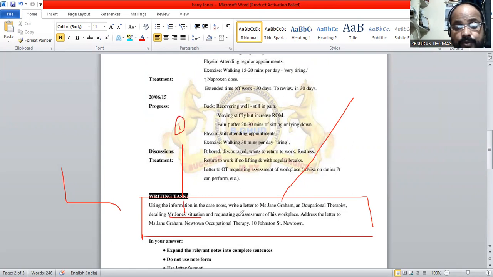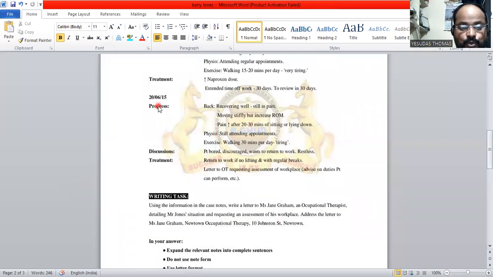And you're going to request an assessment of his workplace. That's number two. So you are going to address the letter to Ms. Jane Graham, Newtown Occupational Therapy, 10 Johnston Street, Newtown. So that's it. Let's see what we have written.